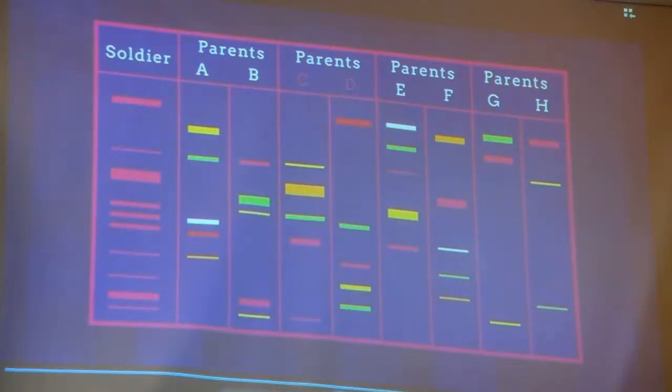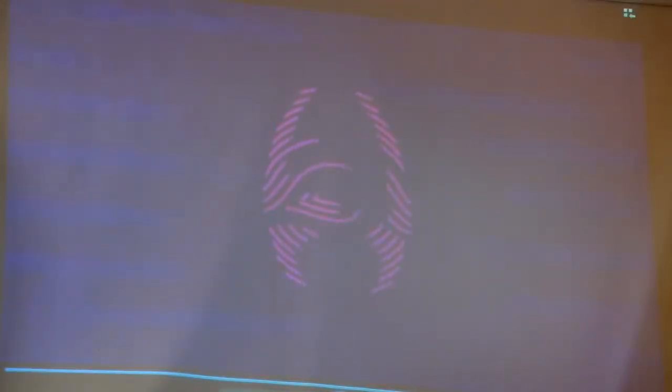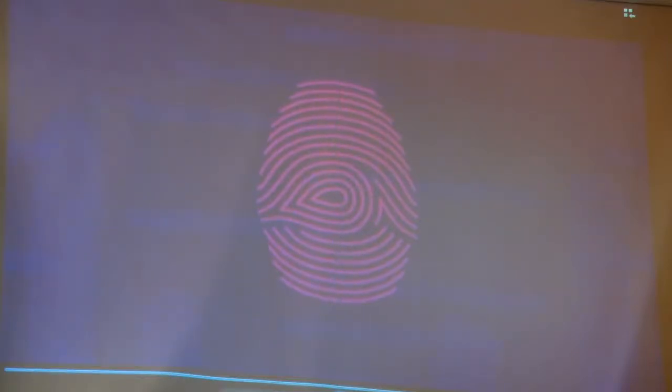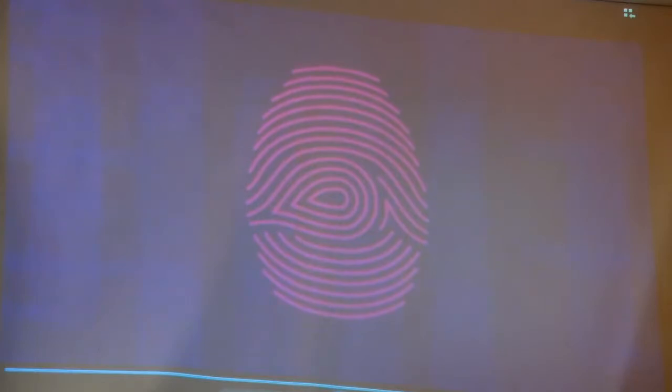Parent C and D. As you can see, he inherited the first band from parent D, and the second, third, and fourth from parent C, and so on. So now you understand how DNA profiles or fingerprints are made and seen some examples of where they can be used. You can even interpret a DNA profile.